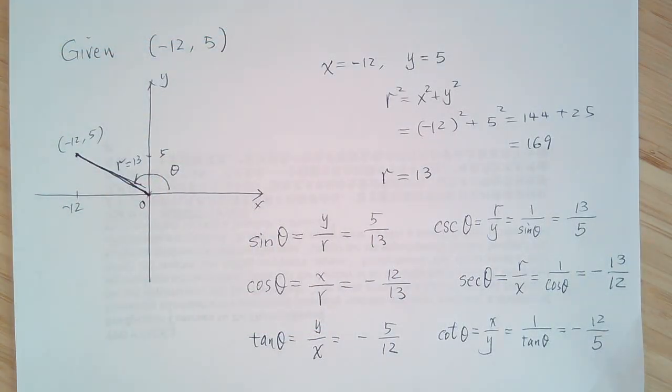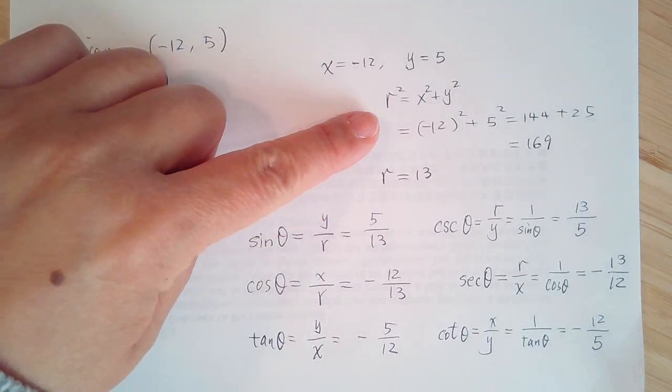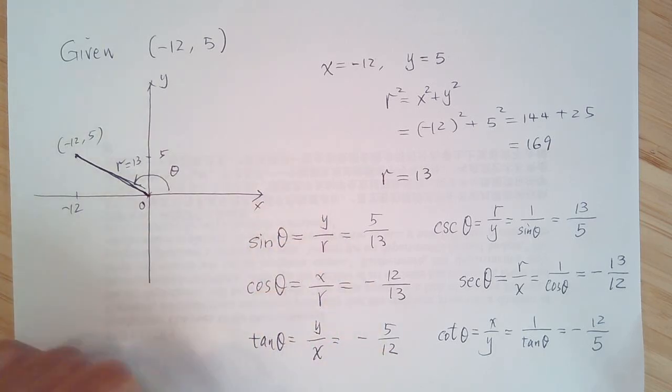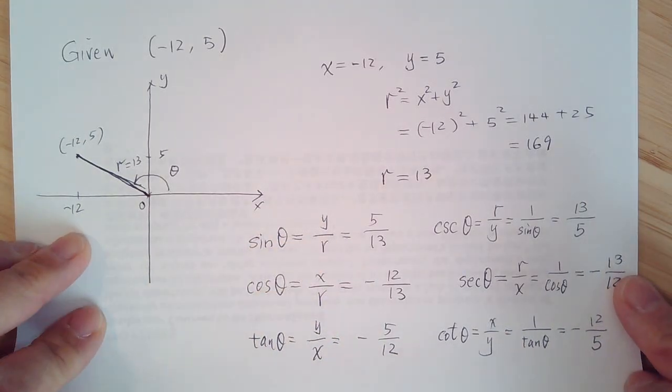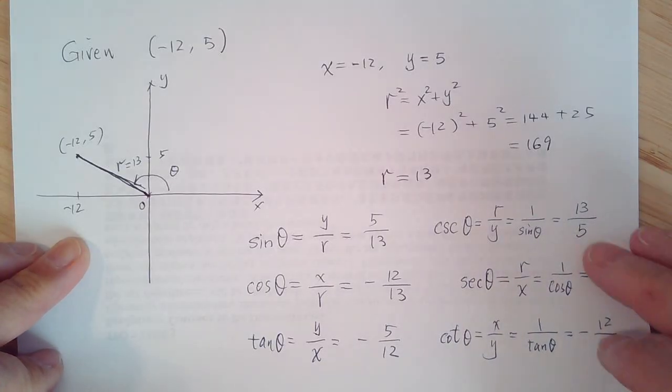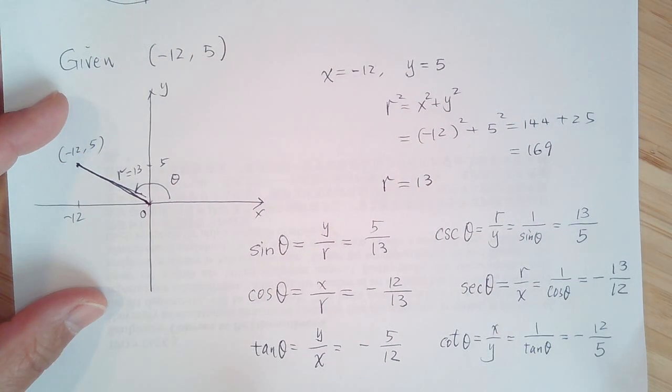See, if I give you this point, which means I give you x and y, you can use the Pythagorean theorem to get r. Once you have x, y, and r, then you can find the 6 trigonometric function values for this angle. Keep this in mind. But did you notice that all those 6 trigonometric function values are related to each other? So if I give you one, can you find the others? Yep, let me give you another example.